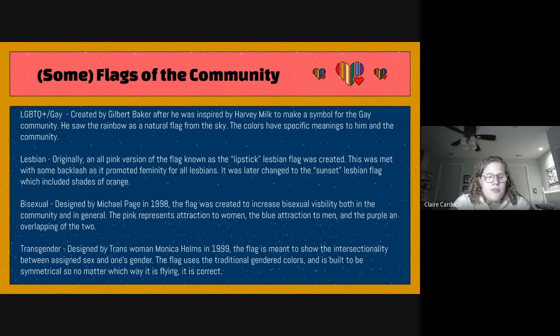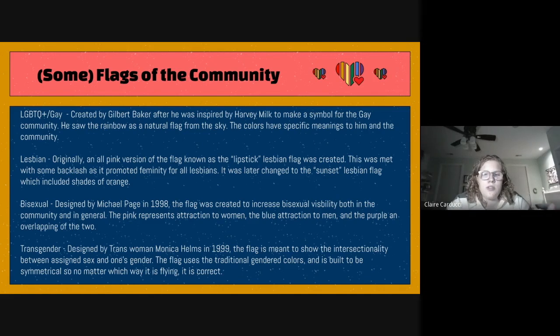The transgender flag is the last one we're going to touch on. This was designed by a trans woman named Monica Helms in 1999. The flag is meant to show the intersectionality between sex and one's gender. Sex is what is defined as either male or female, or in some cases intersex, and that is what scientists define. Gender is more about how you feel and the mental aspect that goes into it.